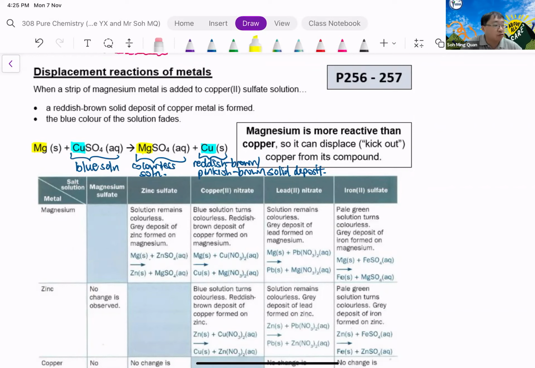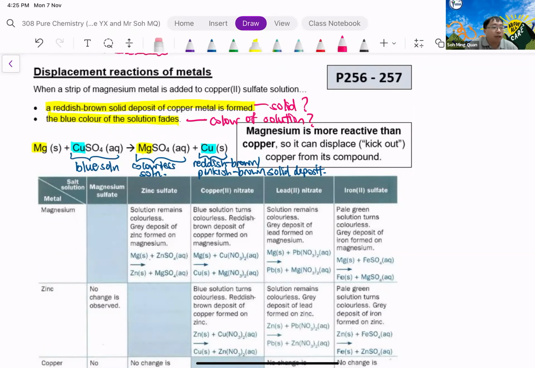So you need to be able to describe these two things. The observations in displacement are always two things. One, the solid. Two, the color of the solution. There are always two things you describe whenever you're asked what is observed or seen. And this reaction works because magnesium is more reactive than copper.